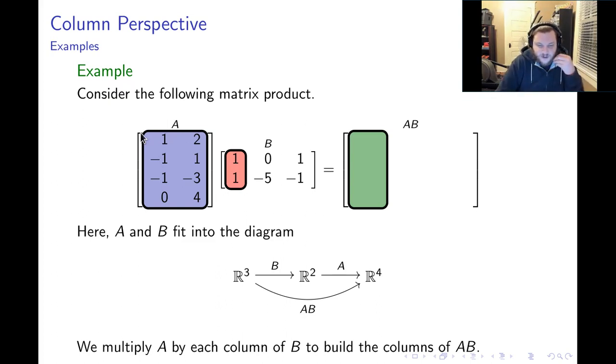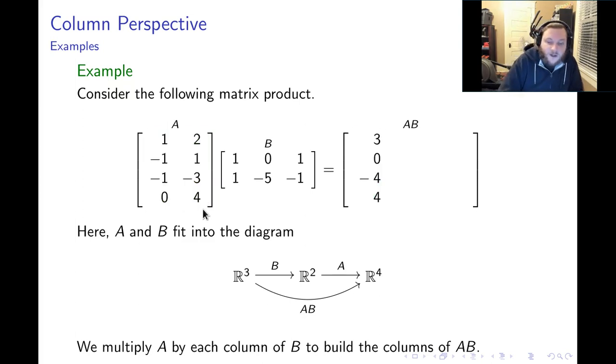So the result should be 1 plus 2, which is 3, negative 1 plus 1, which is 0, negative 1 plus negative 3, which is negative 4, and 0 plus 4, which is 4. So that's the first column of our new matrix. What about the second column?